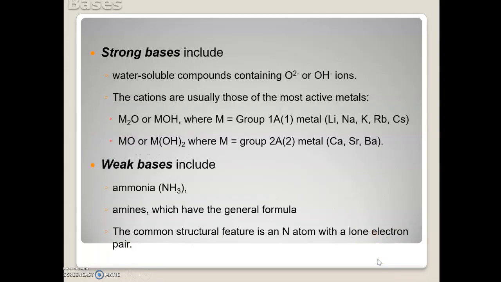Then the category of the bases. The strong bases include water-soluble compounds that contain O2- or the hydroxide ion, and the cation is usually that of the most active metals. The bases formed by active metals, lithium, sodium, potassium, rubidium, cesium, contain OH in their formula. As for the weak bases, there are ammonia and amines, with the general formula having a lone electron pair.